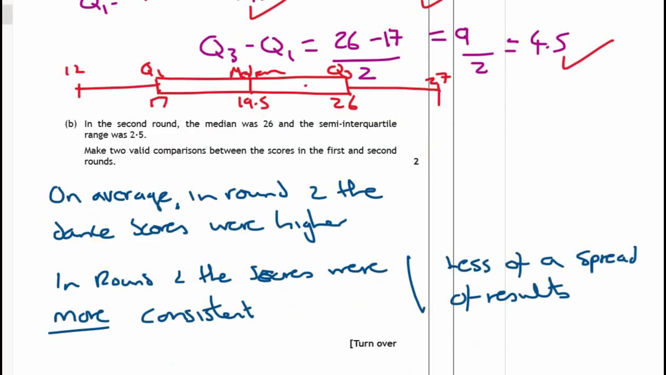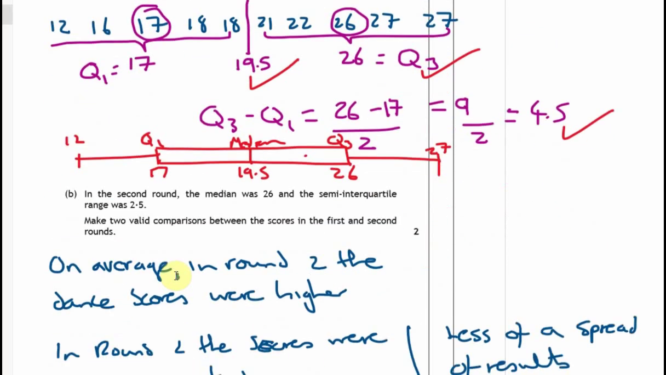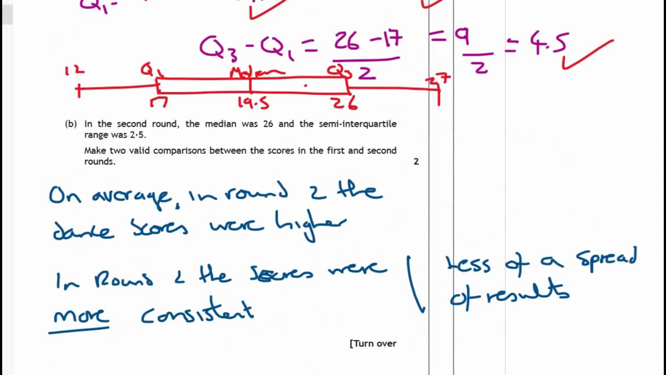Okay, so it's tricky to teach this one because obviously the context changes all the time. So what I'll do is highlight, you always want to say on average, right? And then the next bit, this is really the context. Okay, so in round two, the dance scores. That's the bit that's going to change.